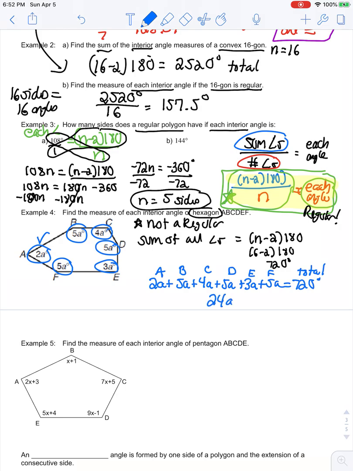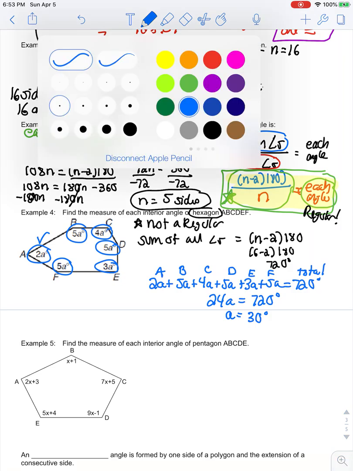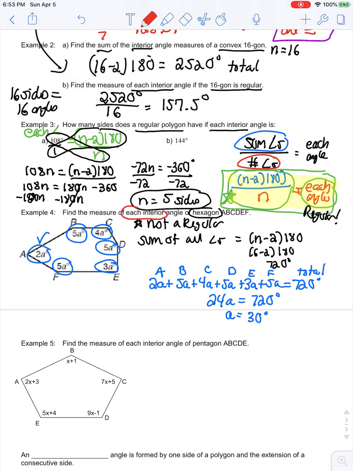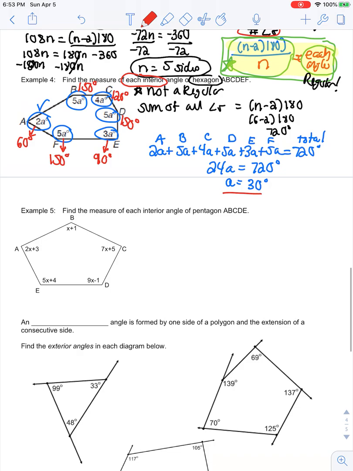And when I add all of those like terms together, we get a total of 24A equals 720 degrees, which makes A 30 degrees. Now it actually says find the measure of each angle. So we actually need to go back and determine what each of these angles are, knowing that A is 30 degrees. So for angle A, 2 times 30 is 60, 5 times 30 is 150, 3 times 30 is 90, 5 times 30, 4 times 30, and another 5 times 30.